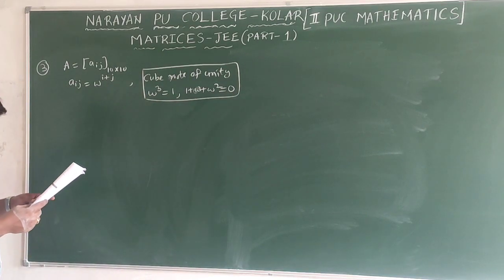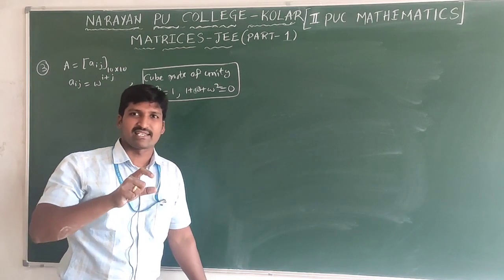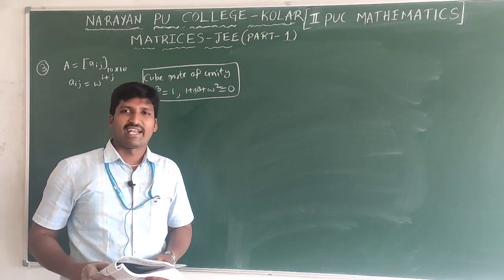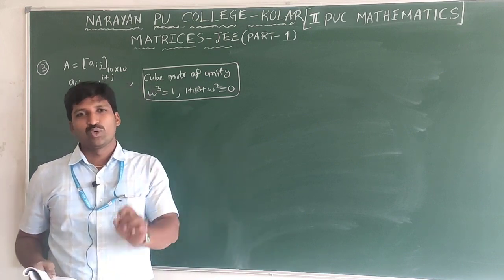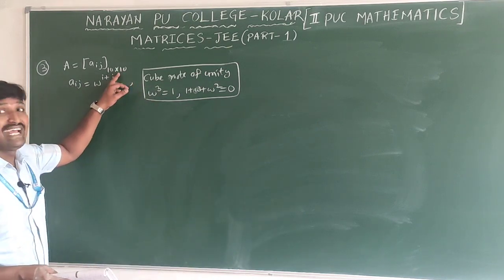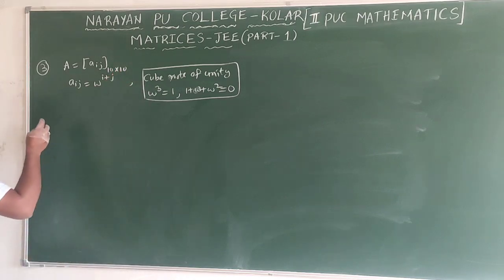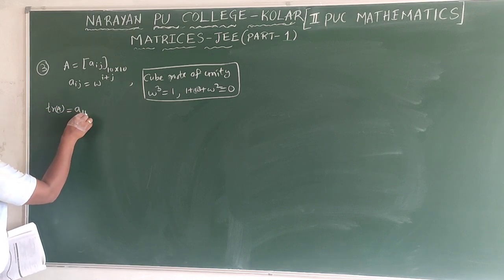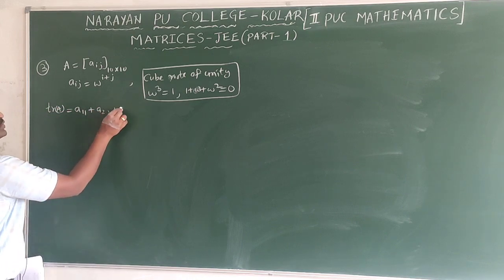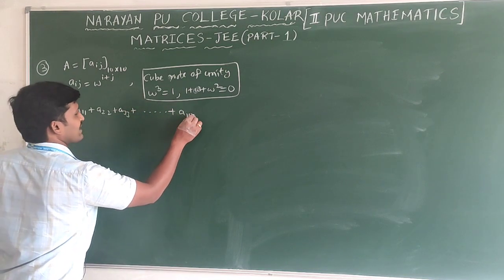Now A is given clearly. Then what are they asking? Trace of A matrix. Trace of A means the sum of diagonal elements. For diagonal elements, the row position and column position are both the same: A11, A22, A33, up to A10,10, because it is a 10 by 10 matrix. That's why if they are asking trace of A, we need to find A11 plus A22 plus A33 and so on up to A10,10.